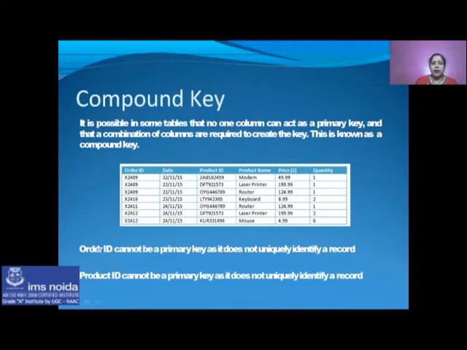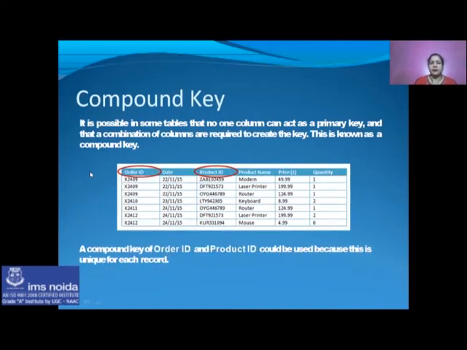So the order ID cannot be a primary key as it does not uniquely identify a record. Similarly, product ID cannot be a primary key as it does not uniquely identify a record. So what to do? We may have the combination of order ID and product ID, and with the help of this combination we may have the compound key, like this.